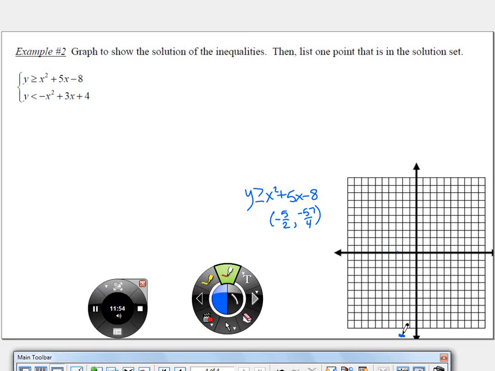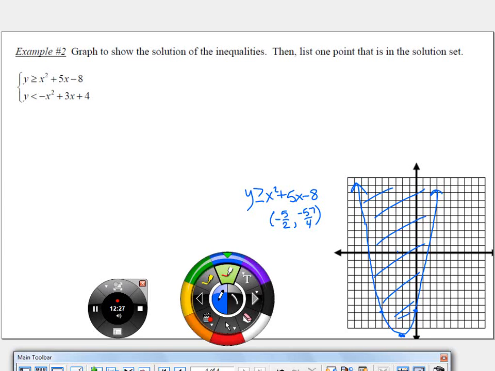And then plug in to get another point. So I'm going to use the y-intercept. So if I plug in 0, I would get negative 8. And I'm going to mirror that on the other side. And this would be my parabola with a solid boundary. Solid because the inequality says it could be equal to. And then if I plug in 0, 0 as a test point, it works. So I know that this inequality would be shaded here.